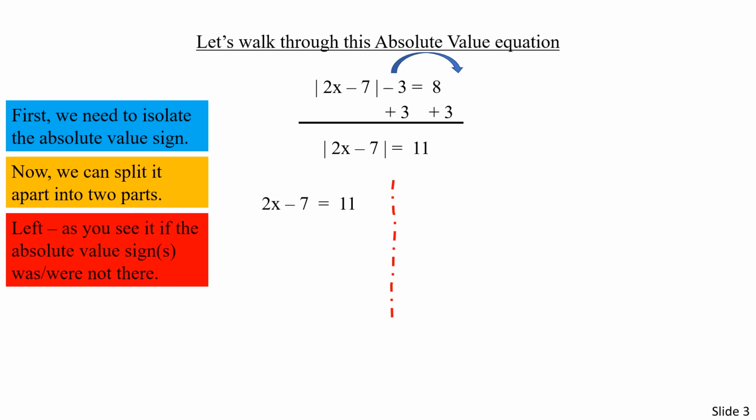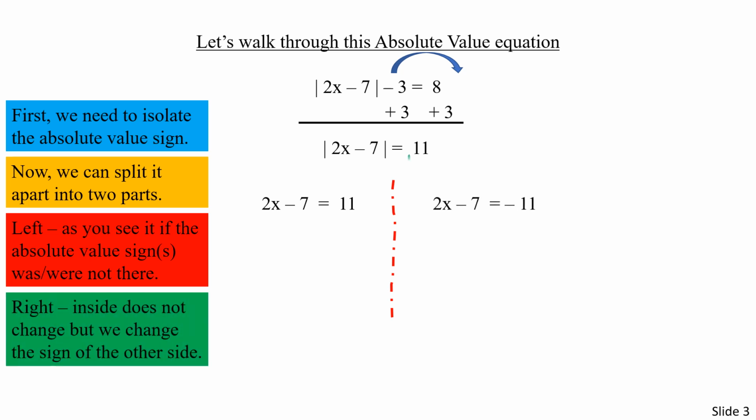The first part is what you see as if the absolute value signs are not there. And the second part, the inside does not change. We just change the sign on the other side. And then we just go through and solve them individually.